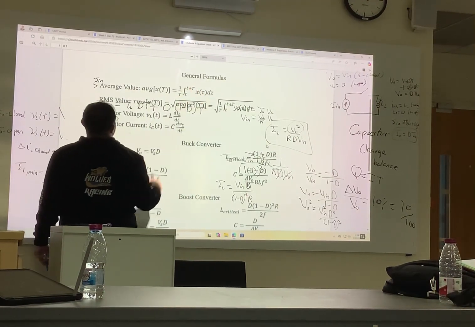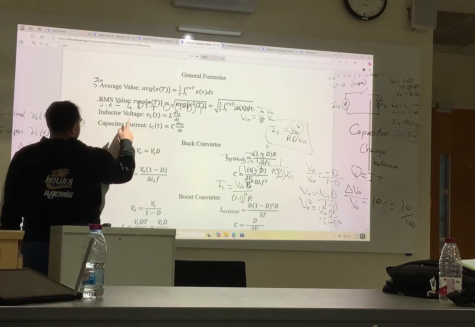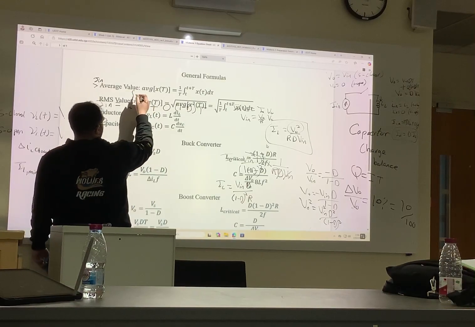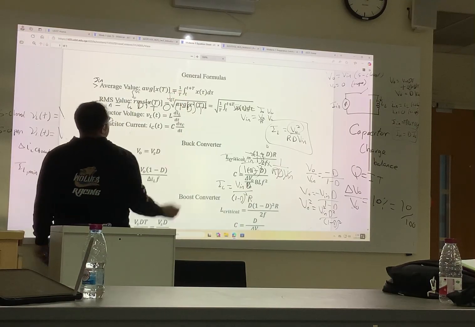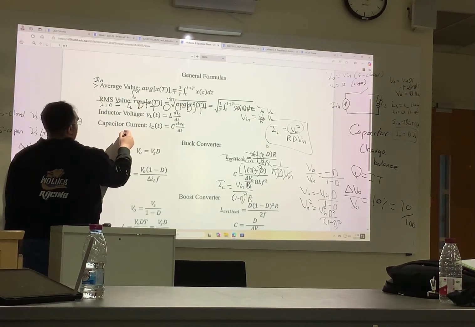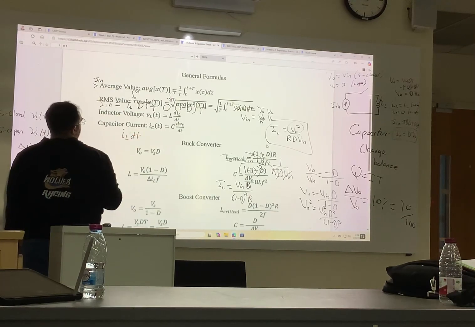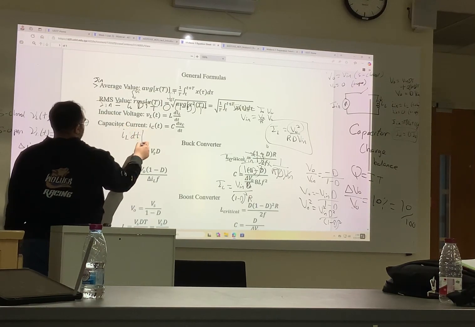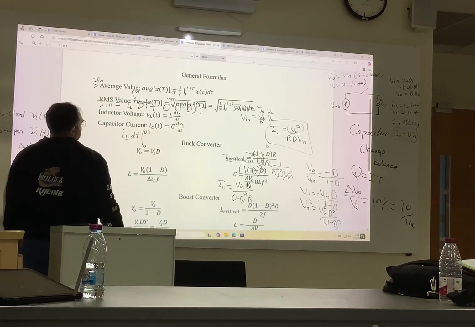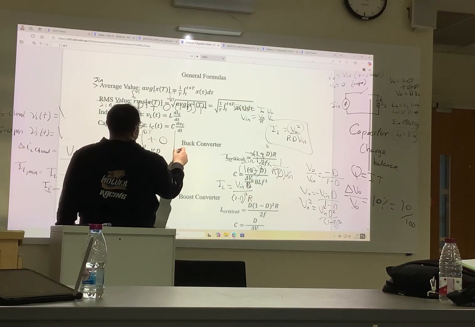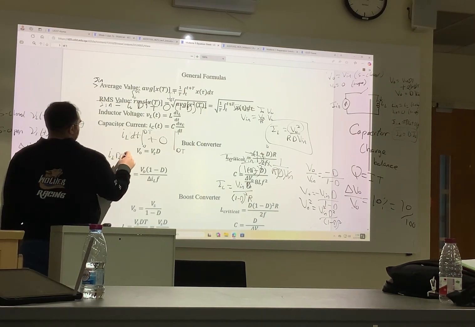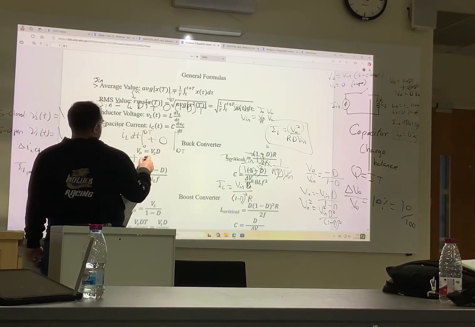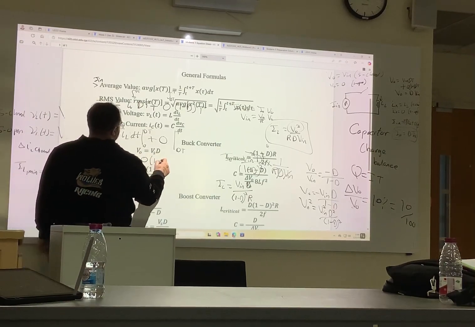T plus t is capital T. Okay, so first case, it means you have to split this integral from 0 to D T, and then from D T to T. First case, you have IL D T, from 0 to D T, plus 0 from D T till T. You get IL D T plus 0 multiplied by 1 minus D T.